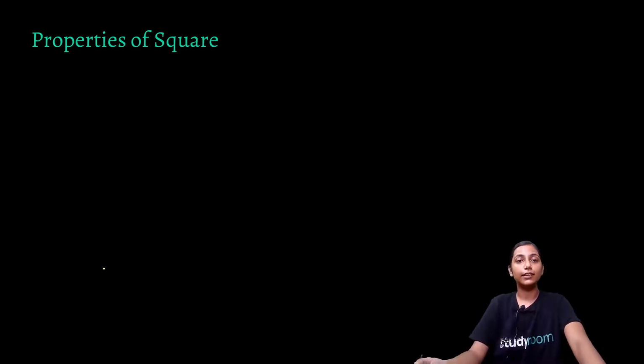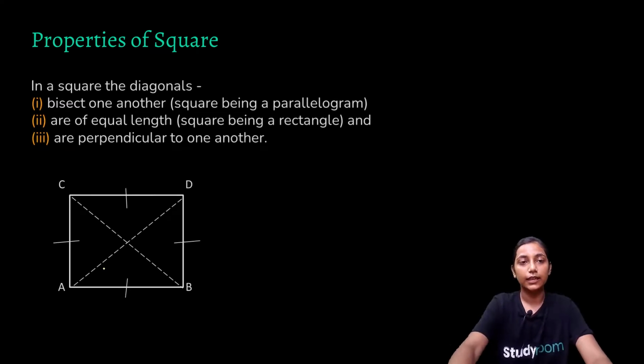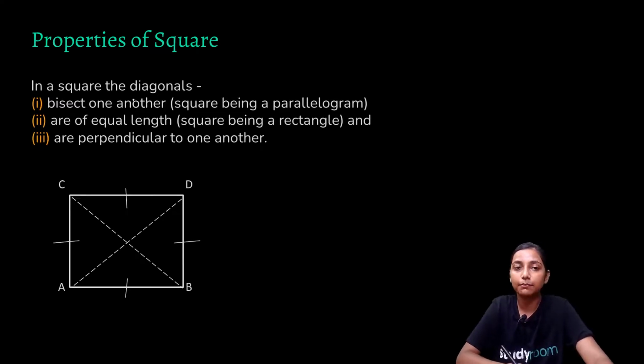Now we are going to study the properties of a square. In a square, the diagonals bisect one another. Because a square is a parallelogram, we can say that the diagonals bisect one another. Because a square is a rectangle, we can say that diagonals are of equal length. Why? Because a square is also a type of rectangle.